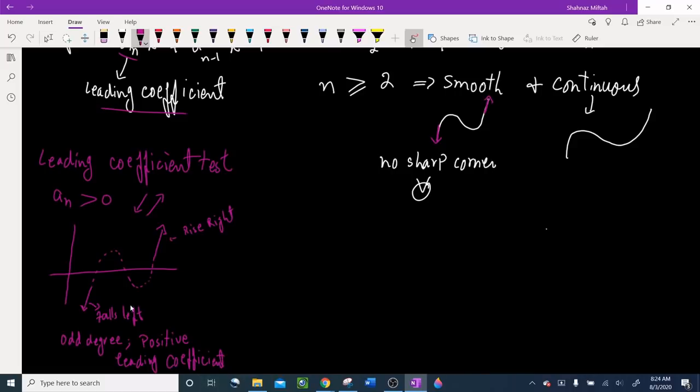When you have an odd degree, like n is odd, then you can have a positive leading coefficient. Then the graph looks like this: it falls to the left and rises to the right. Now let's do another one.